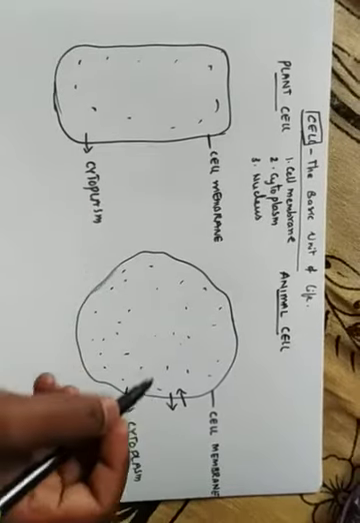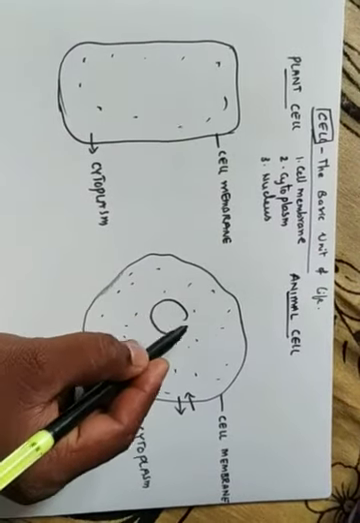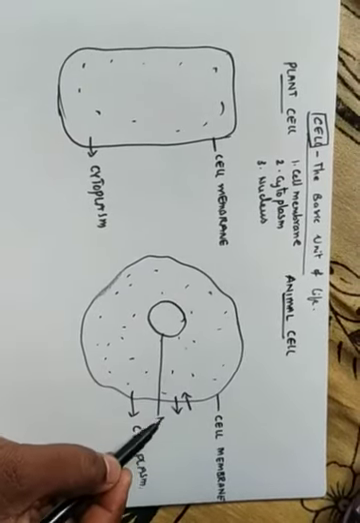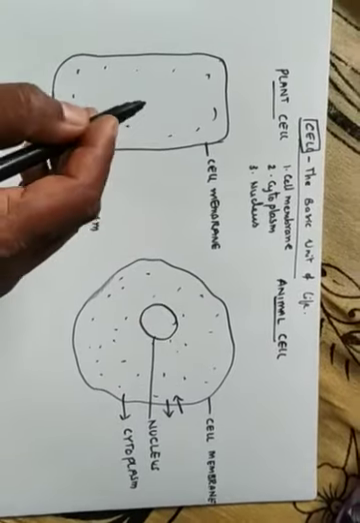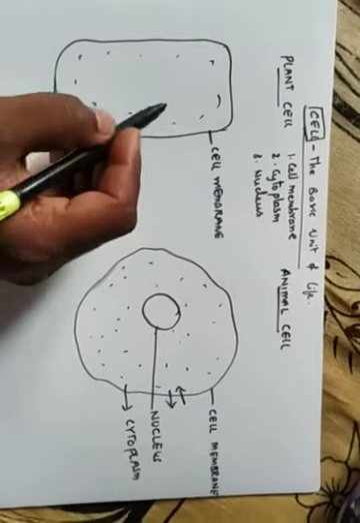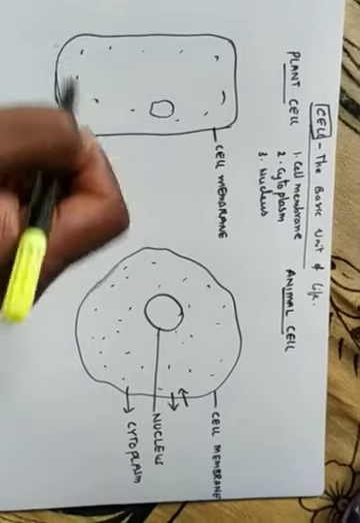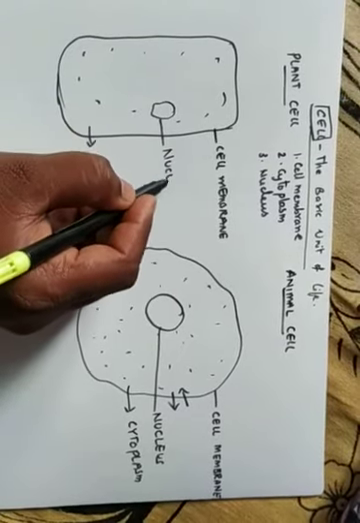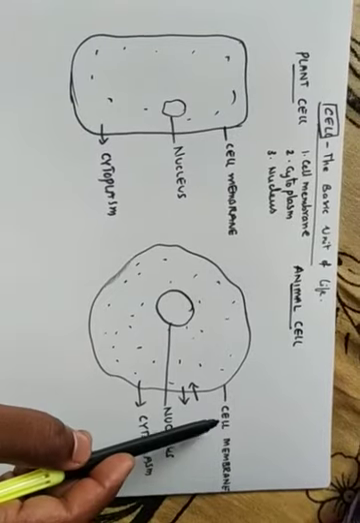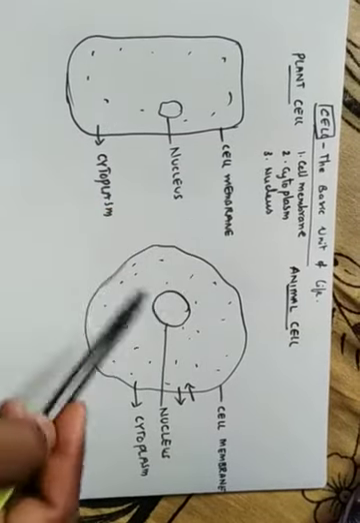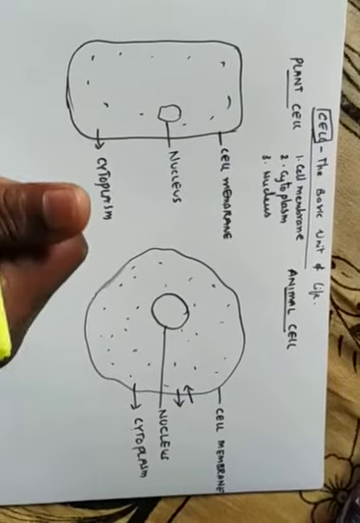And the third, in the animal cells, almost in the center, we find a round structure that is nothing but the nucleus. But when we see in the plant cell, this nucleus is not exactly in the center. It is somewhere at the borders. That is nucleus. These are the major parts. Every cell has three parts: cell membrane, cytoplasm, and nucleus. These are the major parts of a cell.